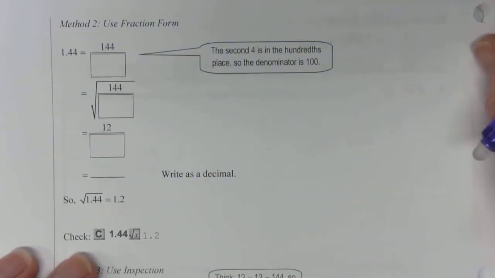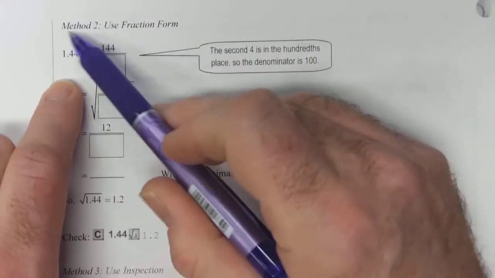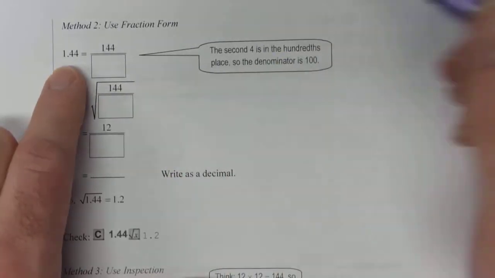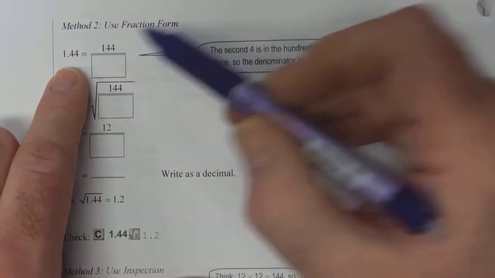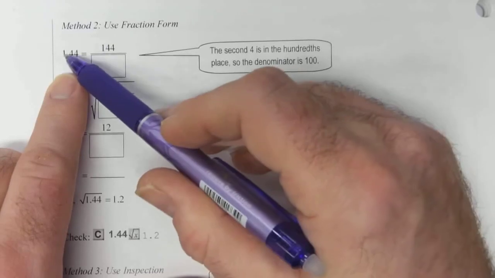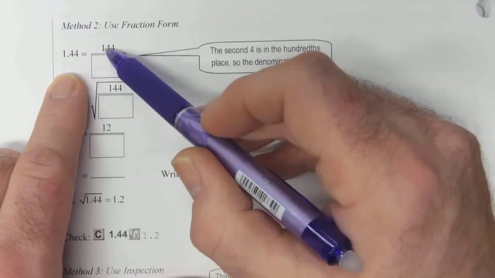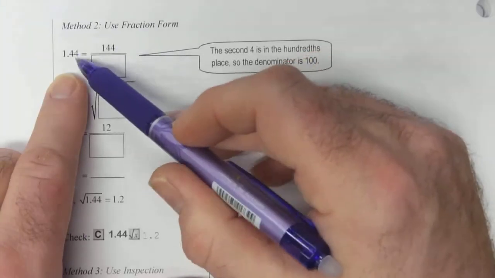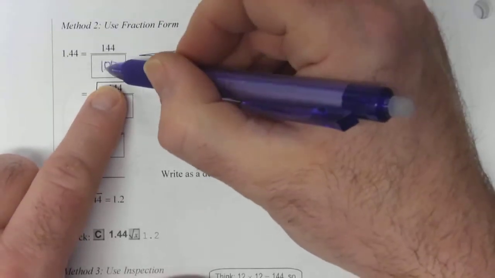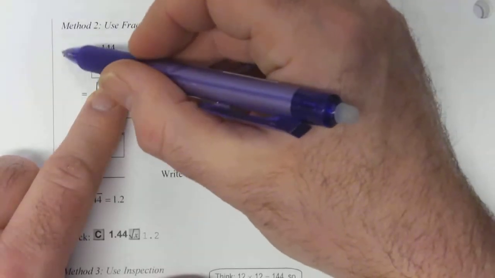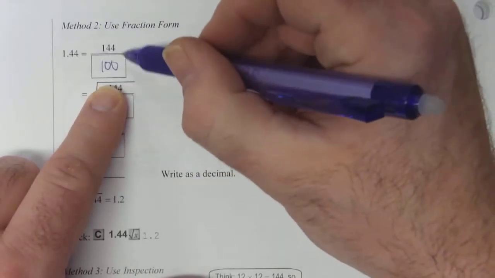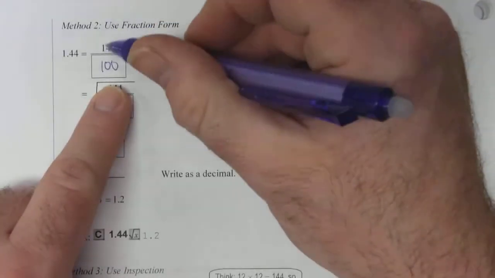Method 2 is using fraction form. Take this number and convert it into a fraction. So 1.44. The first 4 is in the 10th position, the second one is in the 100th position. So I'm going to take this 144, put that on top, and then it's going to be over 100. And once you see it this way, you'll see, okay, well 100 is less than 144, which is why the 1.44 works. This number is bigger than 1. It's an improper fraction, and that's fine. So now we've got it in fraction form.